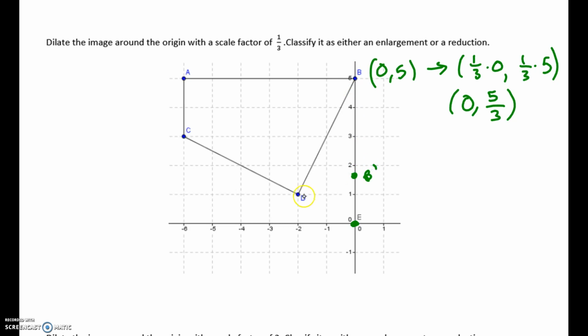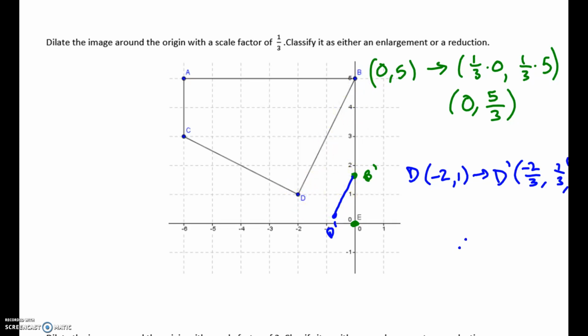Okay. Here, D is at the point -2, 1. So we multiply both of those by 1/3 so that D prime is going to be at -2/3, 1/3. So -2/3 is about here, 1/3 is about here. So that right there is going to be D prime. Okay. So we've got our first segment right here, D prime to B prime, and you see how that segment appears to be about 1/3 the length of this segment. We're doing the right thing.